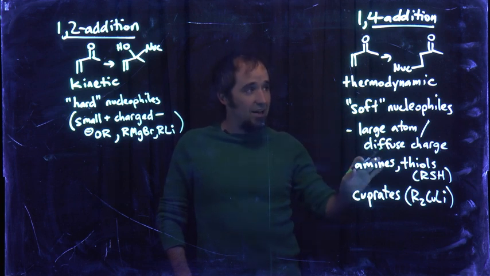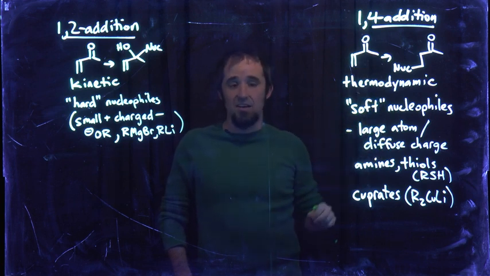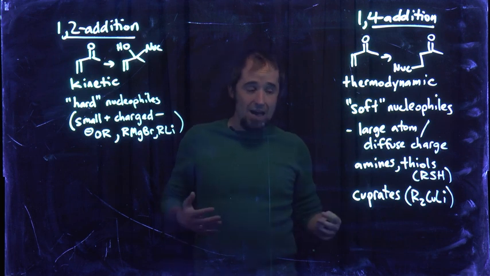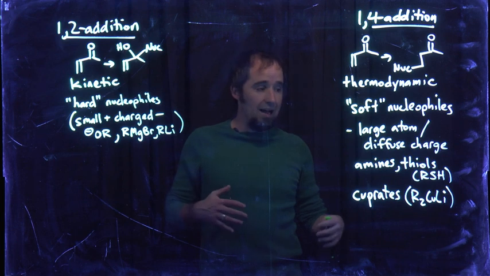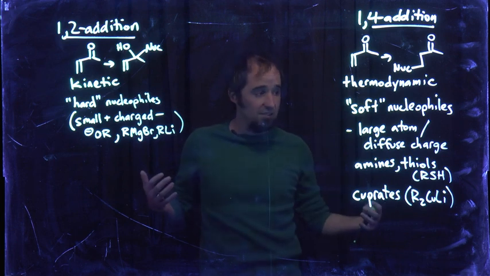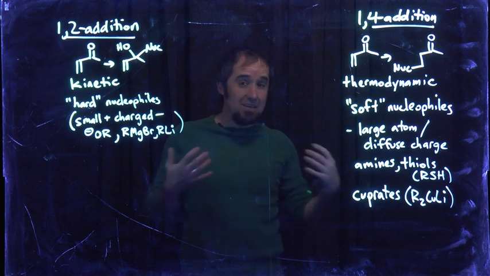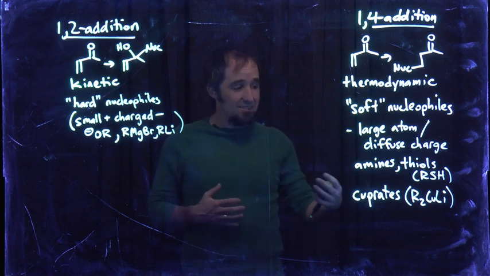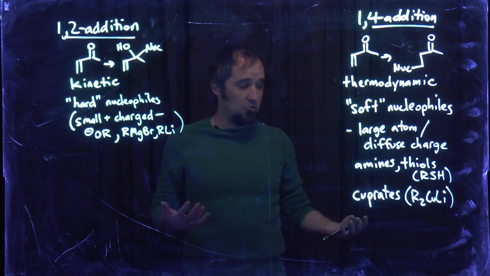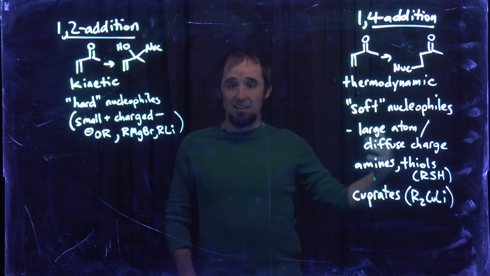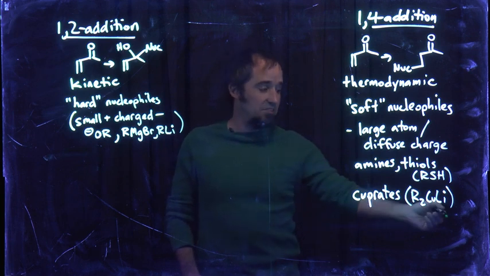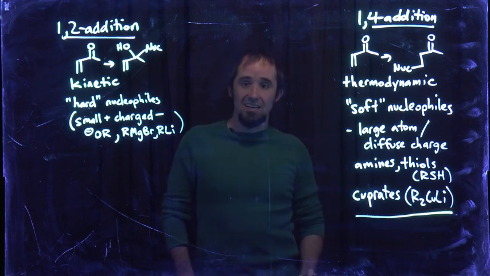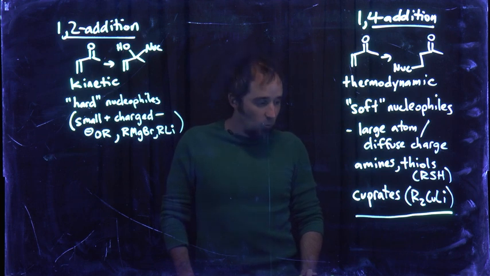Comparatively, soft nucleophiles like to add by conjugate addition. Soft nucleophiles are larger atoms with more diffuse charges, so that electron density is spread out either over a big atom or by resonance. Again, these are good nucleophiles, maybe not so basic. Amines, especially neutral amines, thiols, sulfur, selenium, any of those big atoms are going to be good at this. In particular, one compound that's a really useful conjugate addition nucleophile is these cuprates that we've talked about.